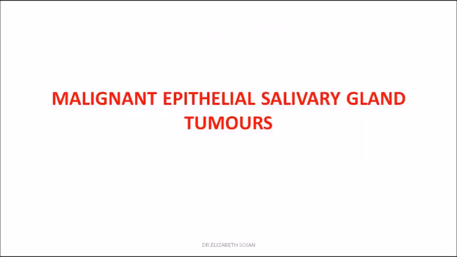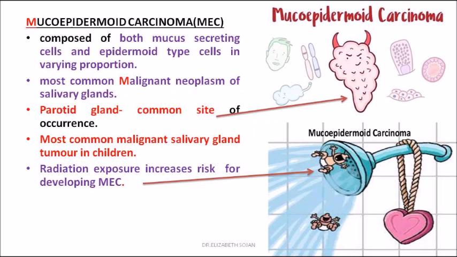So coming on to malignant salivary gland tumors. The first one is mucoepidermoid carcinoma, MEC. I am discussing only the important MCQs here. Mucoepidermoid carcinoma, as I told you, is composed of both mucus secreting cells and epidermoid cells, hence the term. Remember the classification I gave, the ranking order in the malignant salivary gland tumors: the first rank goes to mucoepidermoid carcinoma.